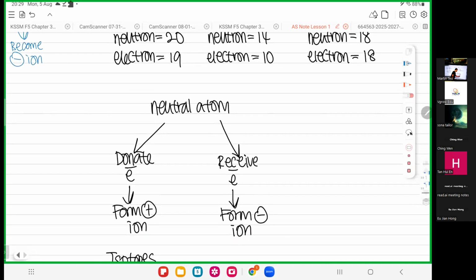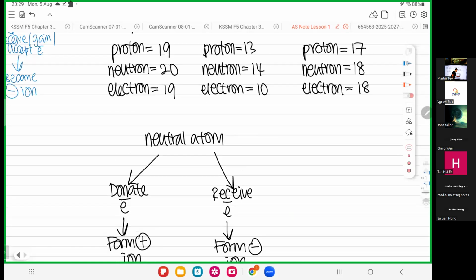So this is what I said: when a neutral atom donates electrons, it becomes a positive ion. When a neutral atom receives additional electrons, it becomes a negative ion. So this is nothing hard.